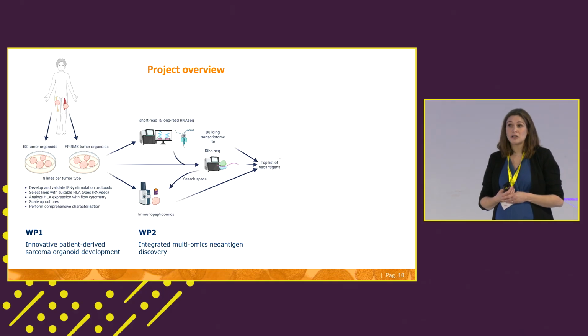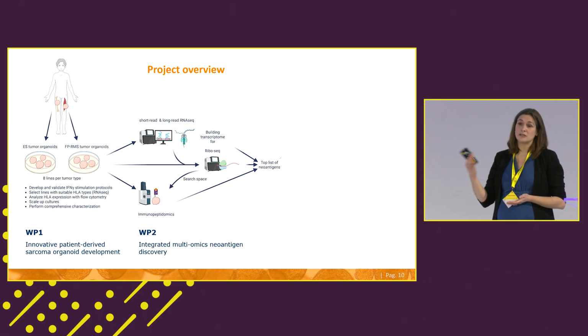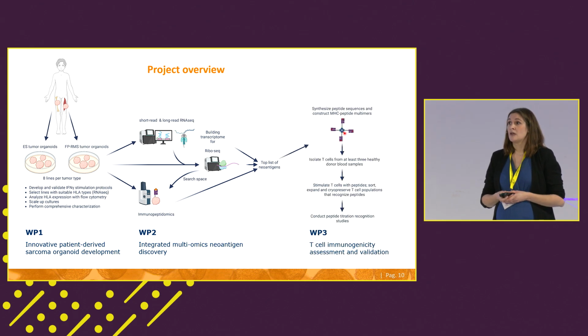Because we will also do ribosome sequencing to really look at which RNAs are being actively translated in these cells. And in addition, we will also do immunopeptidomics. So we want to see which antigens are actually being presented by HLA on the cell surface. Putting this all together, we hope to get a top list of potential neoantigens that we will then use in work package 3. And basically in work package 3, we want to see whether the antigens that we have detected are really able to generate an immunogenic response.